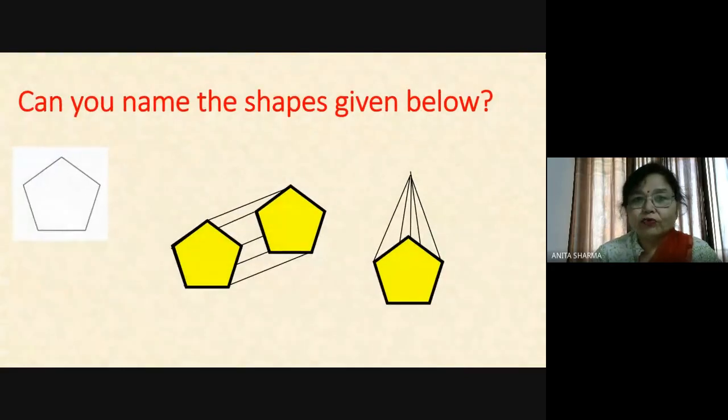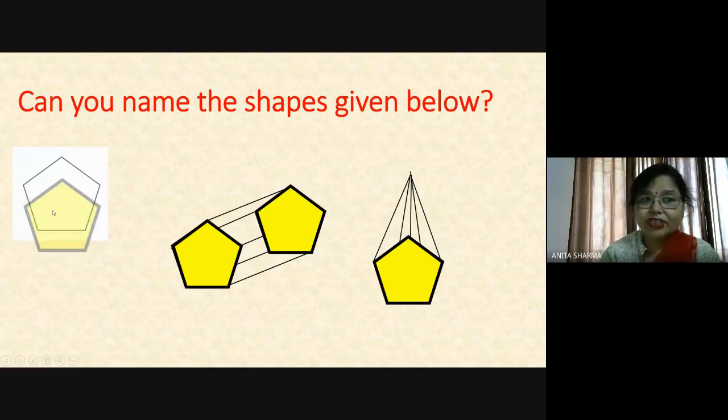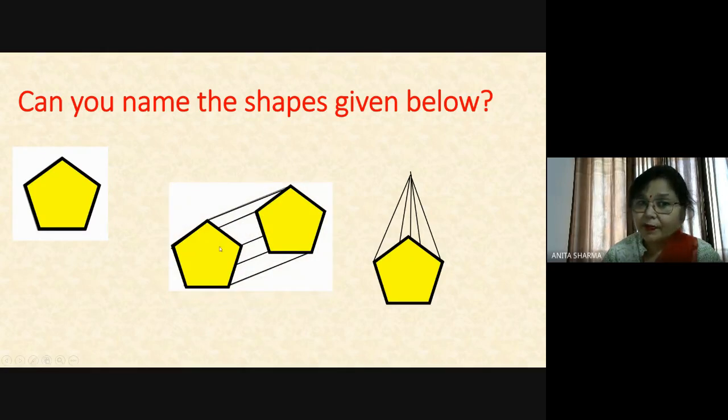Now just see, can you name the shapes given below? What is this shape? It is a pentagon. It is a plane shape. And here in this shape, it is a prism, pentagonal prism. And now this one is pentagonal pyramid. Yes, you understood very well.